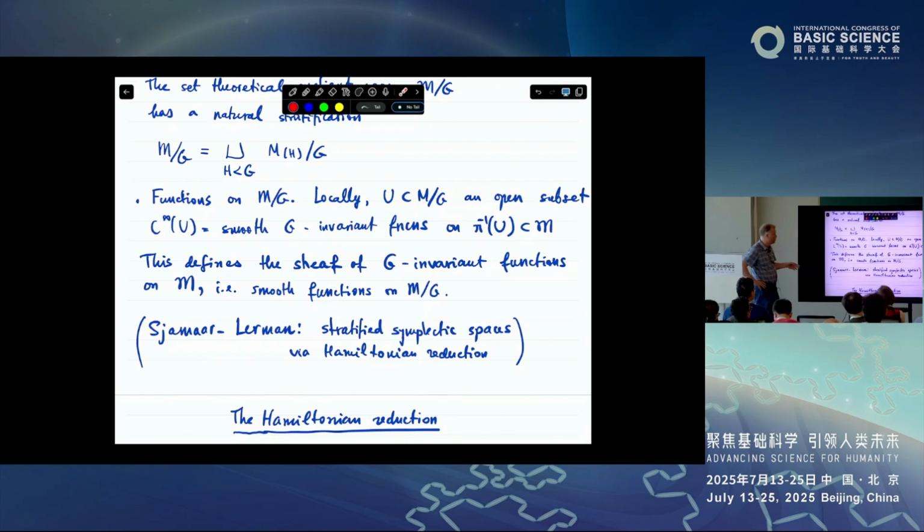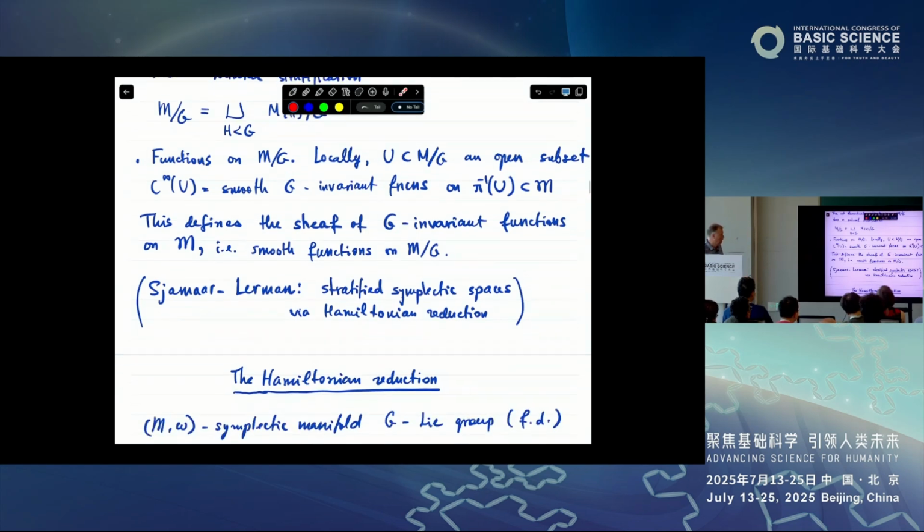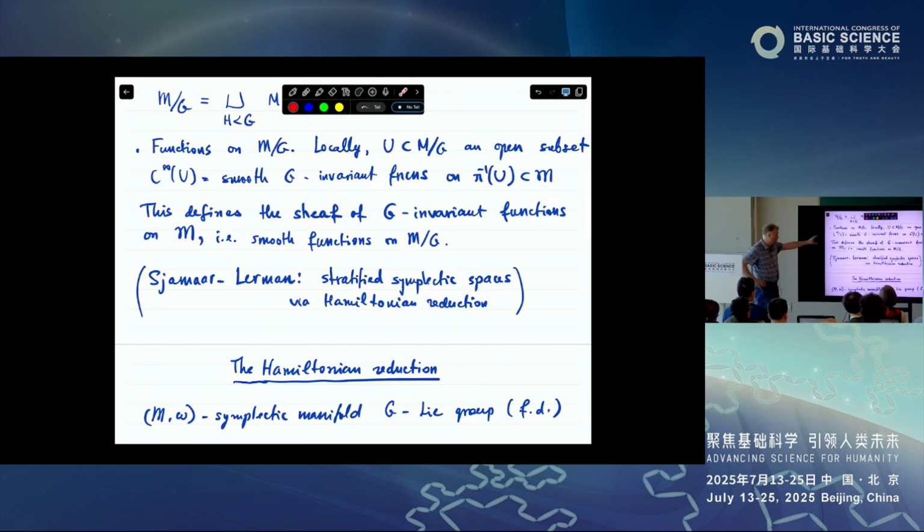Functions on M. Again, here's the description of the sheaf of G-invariant functions on M, which can be considered as smooth functions on the quotient. This example of this class of stratified spaces goes back to the paper by Sjamaar and Lerman about stratified symplectic spaces via Hamiltonian reduction. If you want to have a symplectic structure on each stratum, then basically what they say is that you take your favorite manifold, do the Hamiltonian reduction, and then automatically you will get a stratified symplectic space.